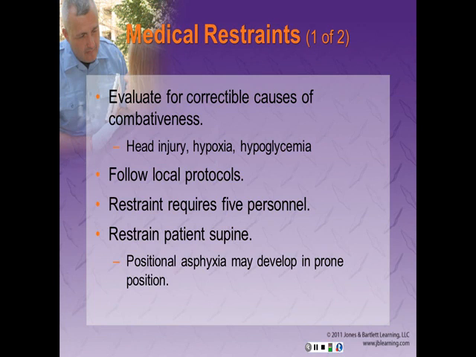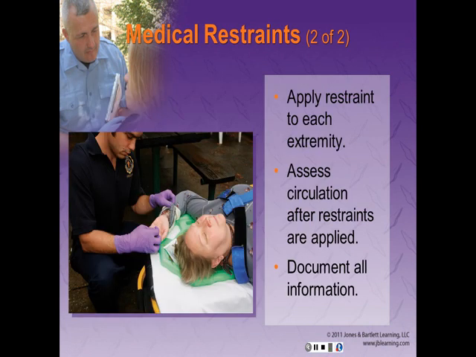Restraint requires a minimum of 5 people, 1 for each extremity and 1 for the patient's head. One EMT is the team leader, and you should develop a plan to restrain and work together. If the patient is caught off guard, they are less likely to injure responders or resist the restraint. The patient should be in the supine position. If you place the patient in a prone position, they can develop positional asphyxia and could die.